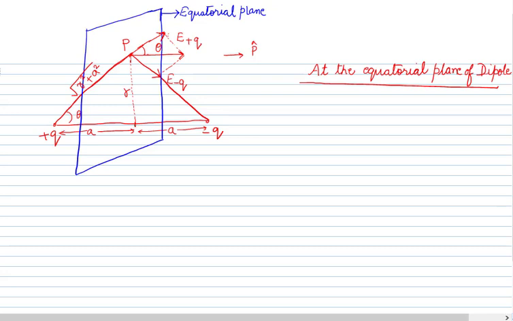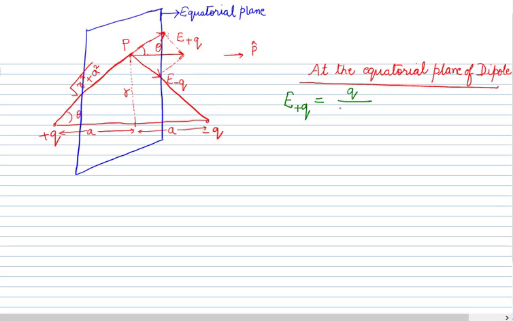Okay, and this is a point P, and we have taken this angle to be theta, and this distance is r, and the distance from center to plus q is a. So we can write down the distance between point P and q as under root r square plus a square. So let us move to the electric field.